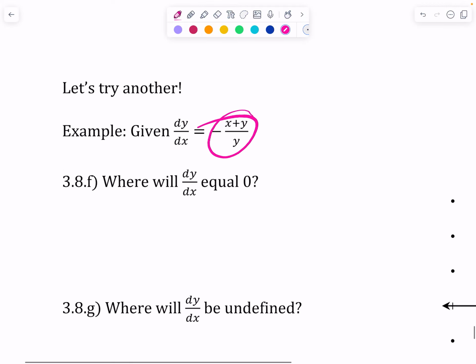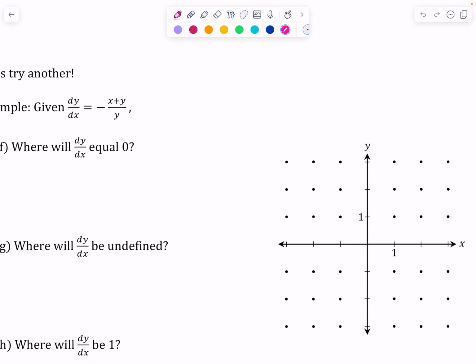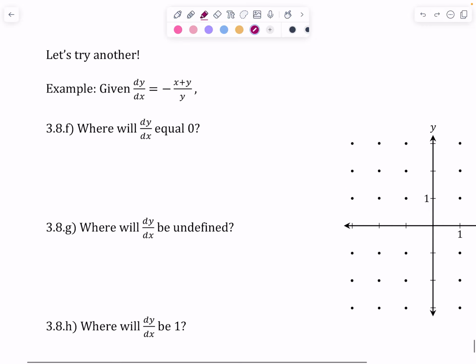But go through these pieces, find where dy dx is equal to 0, find where it's undefined, and then start plugging in x, y points. Whatever point you want to find, plug that x y value into this slope equation and see what you get. But yeah, take a solid 5 minutes right now and work with that, see what you get, and then resume the video.